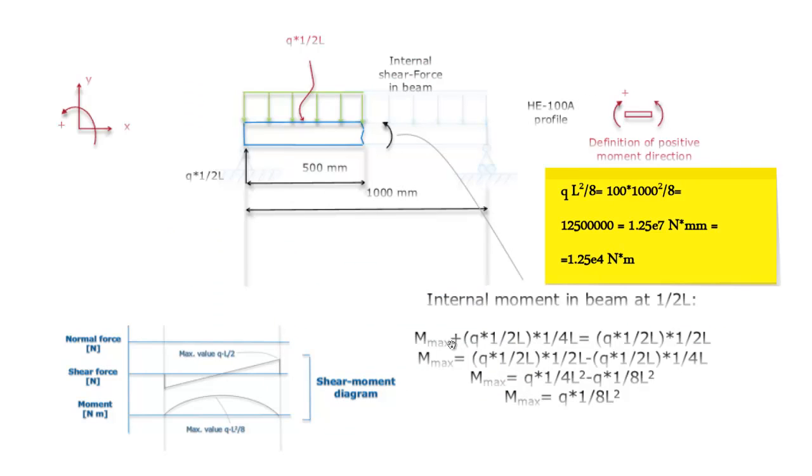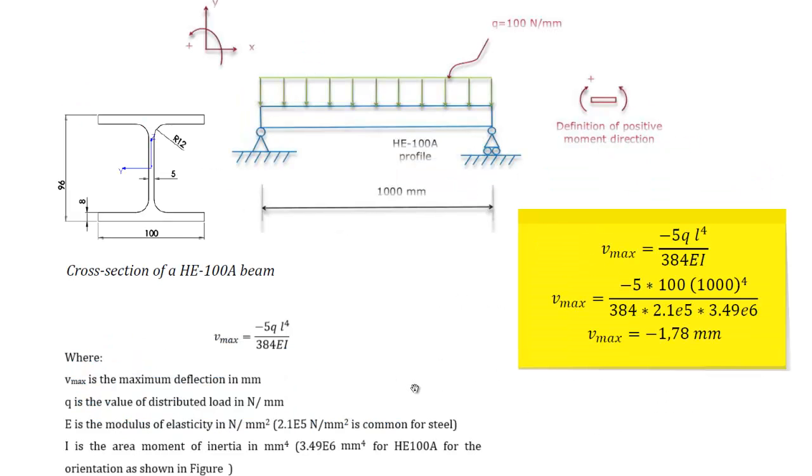So here you see all the equations that are necessary to calculate the maximum moment, which is equal to the distributed load divided by 8 times the length squared. And here you see the equation that you can use to calculate the total deflection of a beam, and that's what the engineering calculator does and what the Autodesk Force Effect tool does not do.